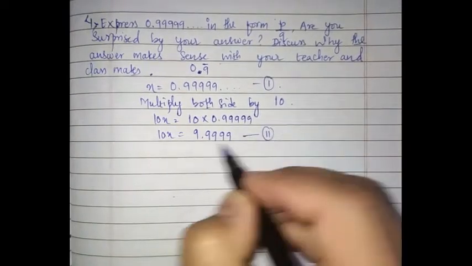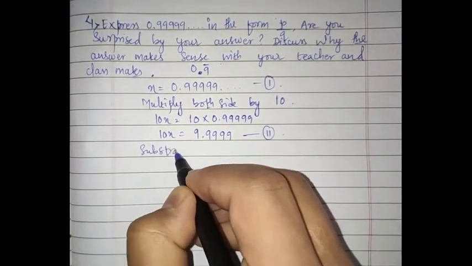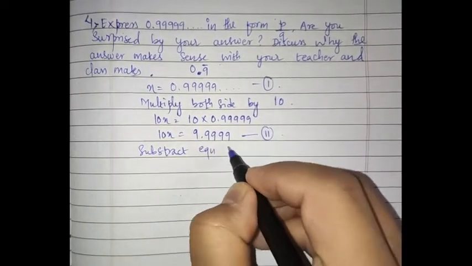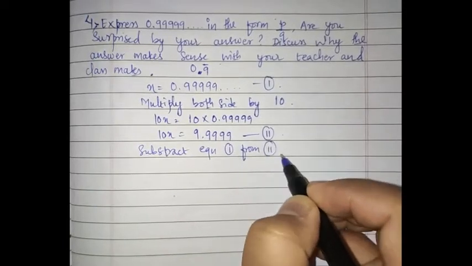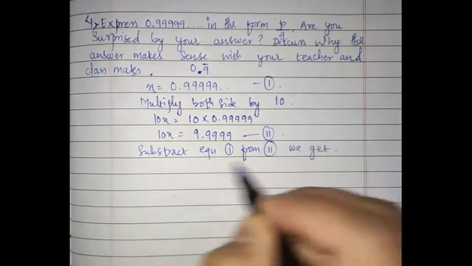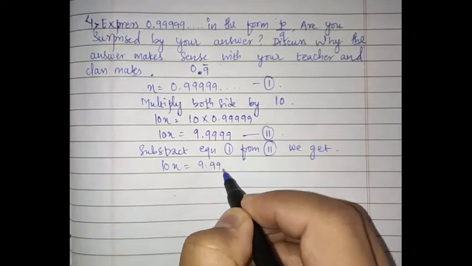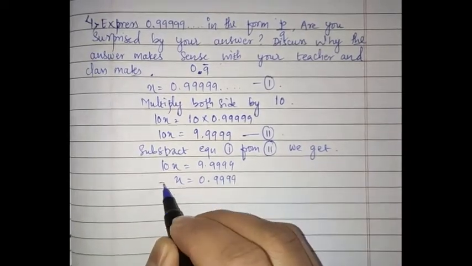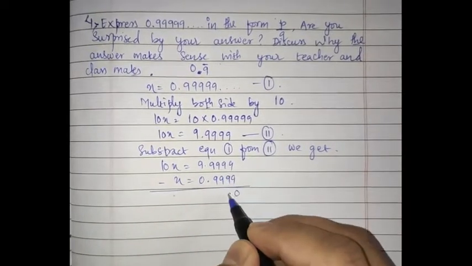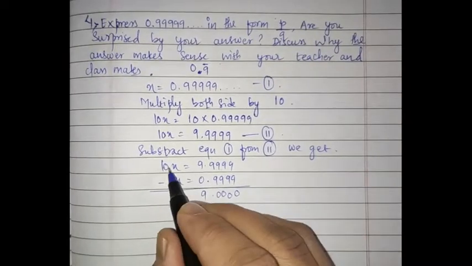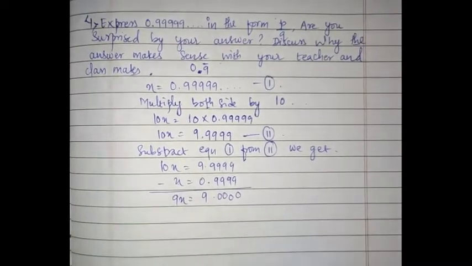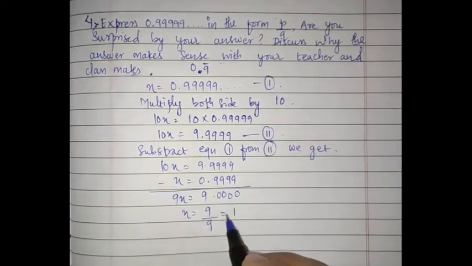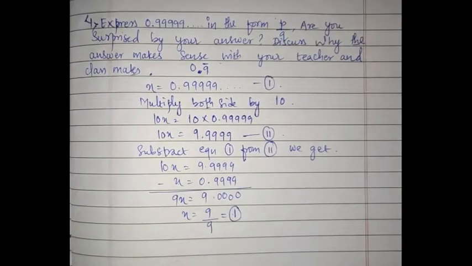Now we can subtract, as we did in the previous question. Subtract equation 1 from equation 2. We get 10x is equal to 9.9999..., and x is equal to 0.9999... Subtracting, 9 minus 0 is 9, the decimals cancel out, and 10x minus x is 9x, which equals 9. So 9 by 9 is 1, right? So we got the value x equal to 1, so you can write it as 1 by 1.